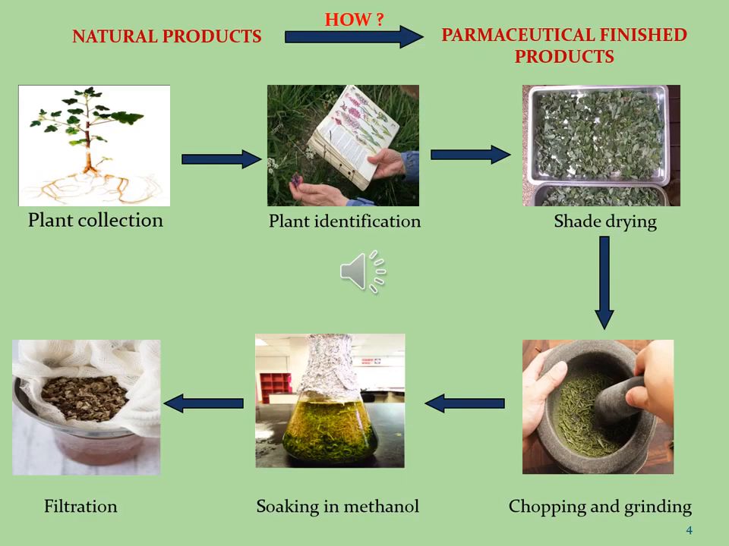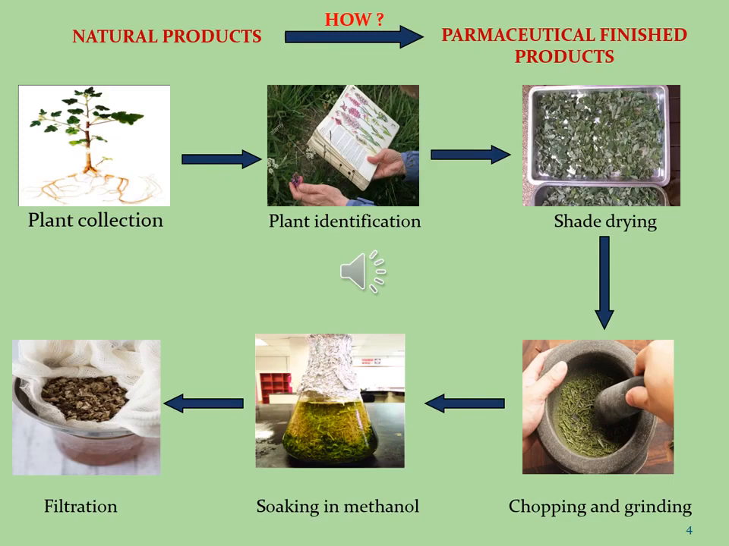The next step is chopping and grinding. In chopping and grinding, the whole plant material is chopped and grinded by using pestle mortar or by using crusher and grinder. The next step is soaking. In this step, the powder material of the plant is dipped in methanol, a polar organic solvent, because our target is to extract maximum number of phytoconstituents from less to high polarity.